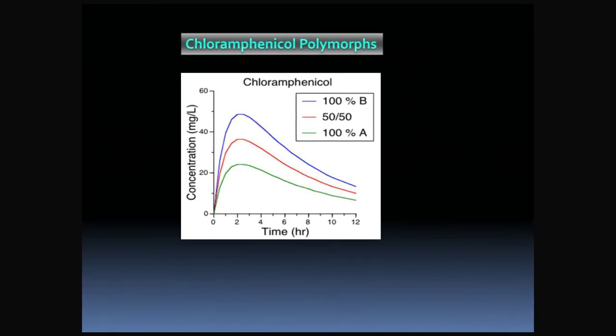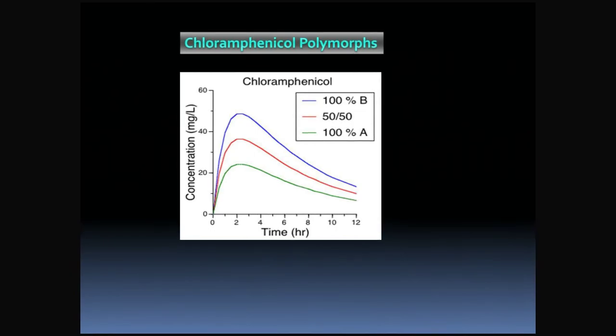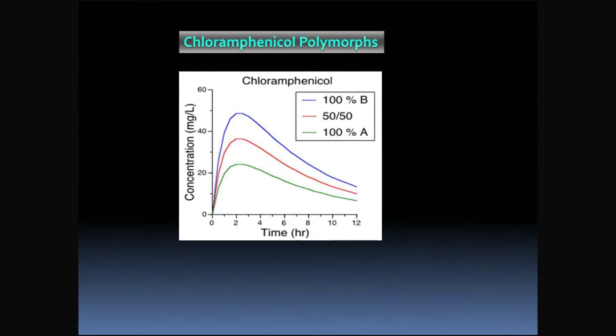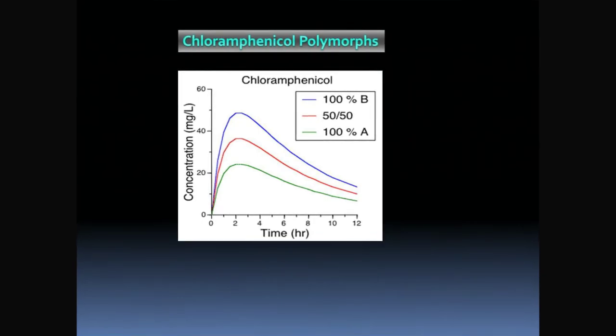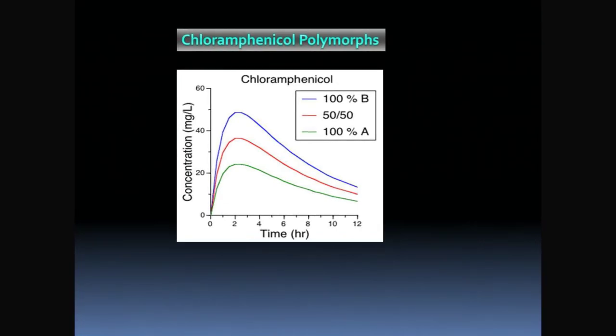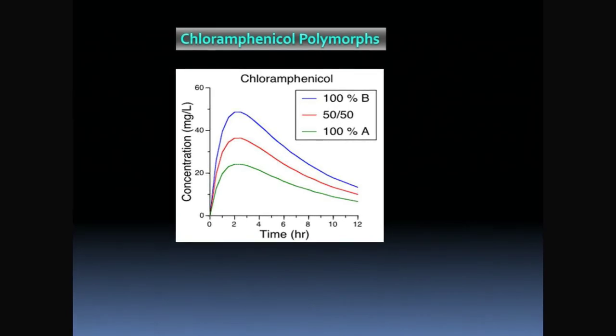Notice that Form B achieves a peak concentration nearly double that of Form A, while a 50-50 mixture results in a precisely intermediate bioavailability curve. This dramatic shift occurs because polymorph B exists in a higher energy state with a less stable crystalline lattice, which mathematically translates to a higher dissolution rate compared to the more stable, low-energy lattice of Form A.